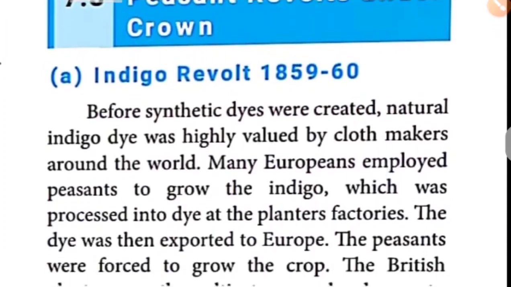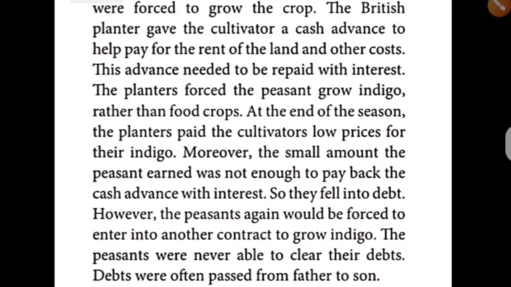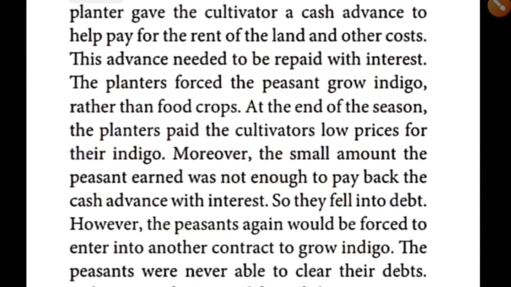The Indian peasants should not cultivate any food crops. Instead of that, they had to cultivate only indigo. It was a problem. This was the main problem. So the British people forced them to grow the crop. The British planters gave the cultivators a cash advance, to help pay for the rent of the land and other costs.